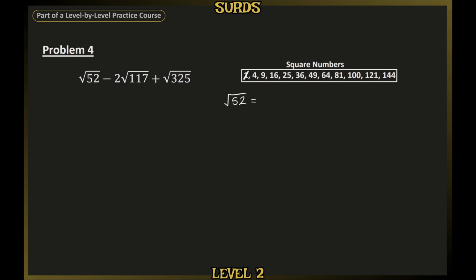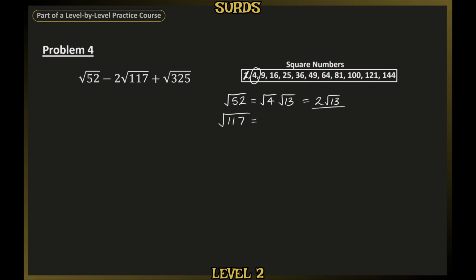And looking at our list, we can see that 4 divides exactly into 52, and that's the only number that does. So we can rewrite the square root of 52 as the square root of 4 multiplied by the square root of 13, because 4 times 13 is 52. Now the square root of 4 is 2, so this becomes 2 times the square root of 13, or 2 root 13. Moving on to our next surd, we have the square root of 117.